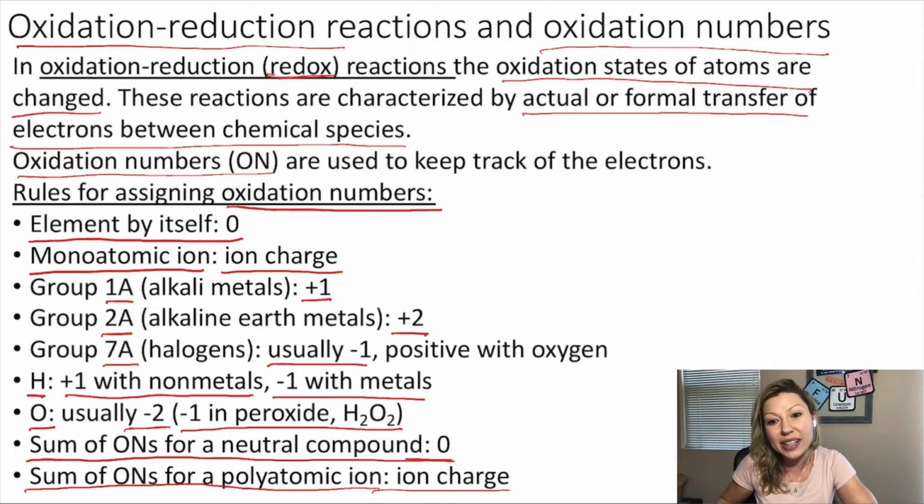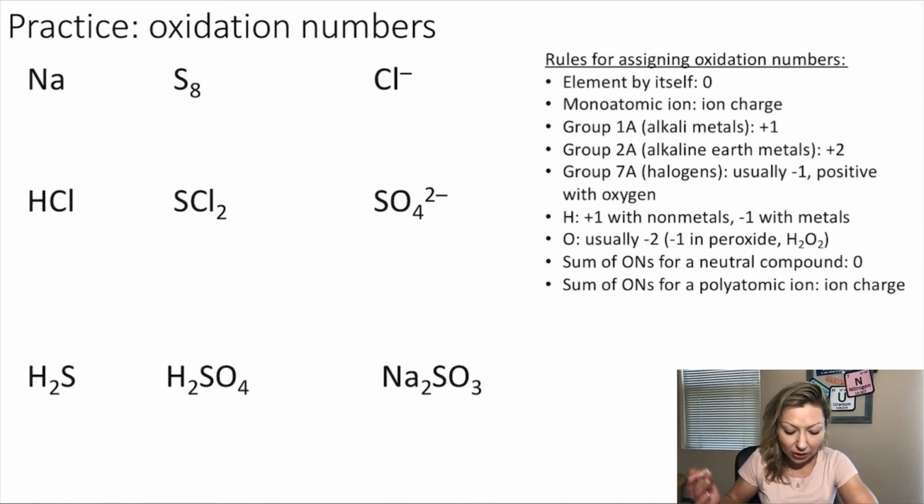Okay, let's take a look at a couple of examples. So let's start with sodium. Which rule can we use to assign the oxidation number for sodium? The first one, right? This is an element by itself, so the oxidation number is going to be 0. The oxidation numbers are written above the element, so I can add that this is 0. Okay, what about S8? What rule would you use? The same one, right? Because it's the same element, it's simply sulfur by itself. So the oxidation number is again 0.